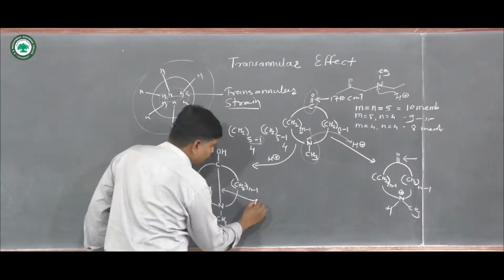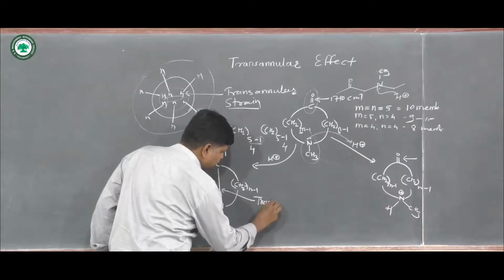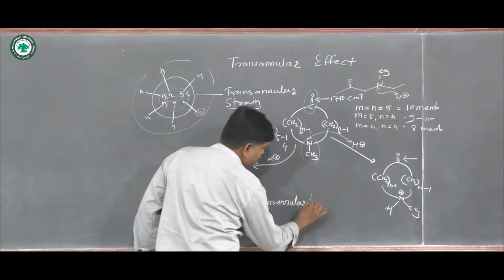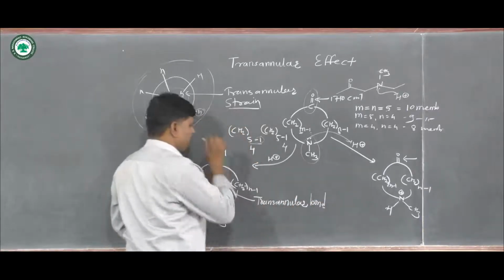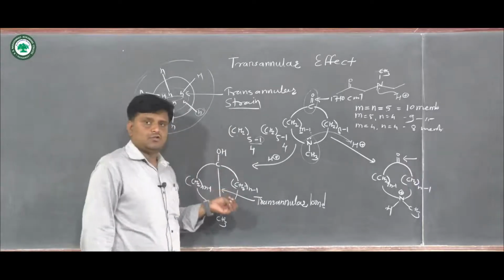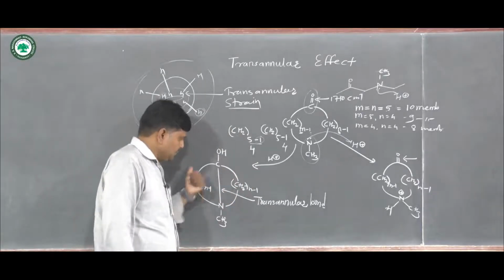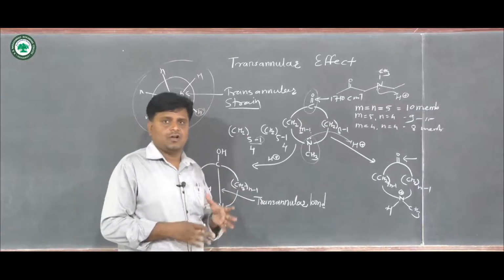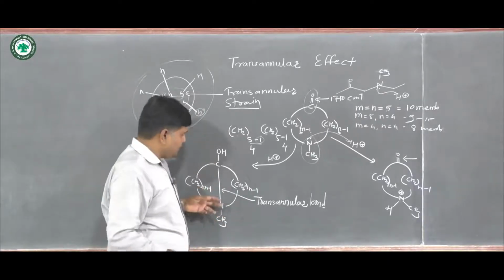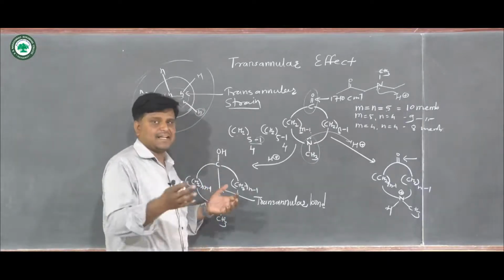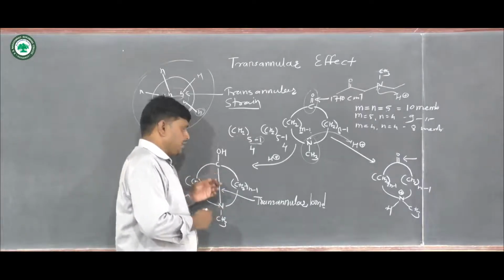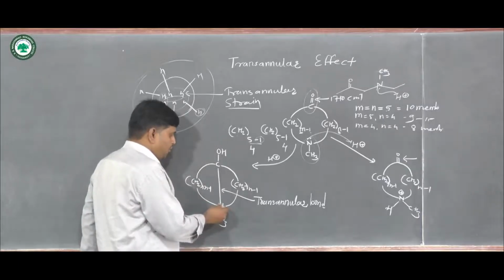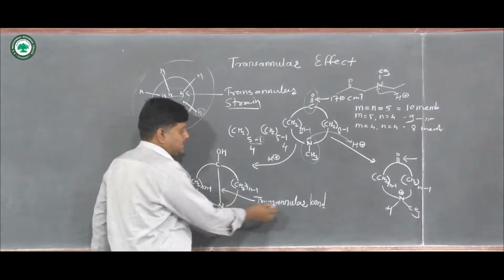And here we have transannular bond. Okay, so here we see in this cyclic structure we can divide this cycle into two different cycles, which contain two common atoms present in this bicyclic system, and that bicyclic system we get by the formation of transannular bond. Okay, so the bond between nitrogen and carbon is the transannular bond.